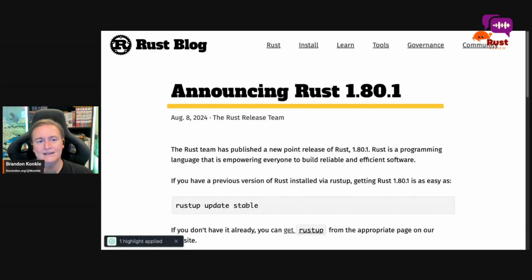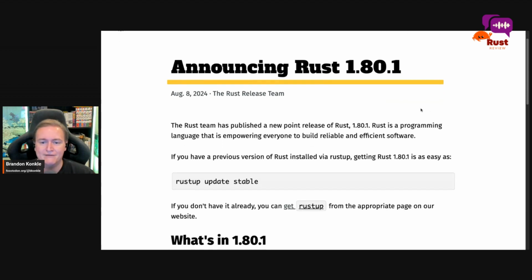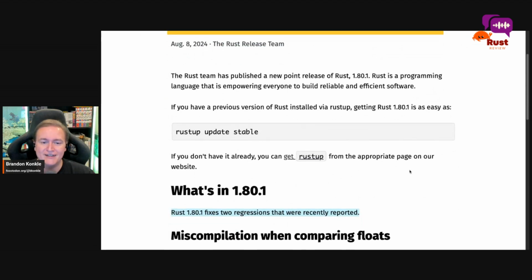All right, I'm going to shift gears and do a few announcements pretty quick here. The next article is announcing Rust 1.80.1. So 1.80 is a rather big release. 1.80.1, however, is a pretty small release. It fixes two regressions that were reported.